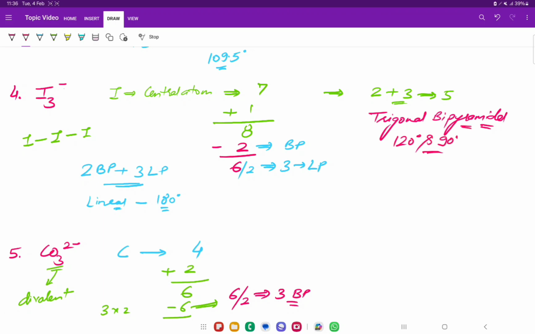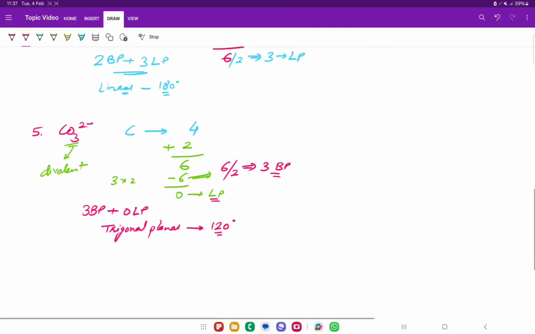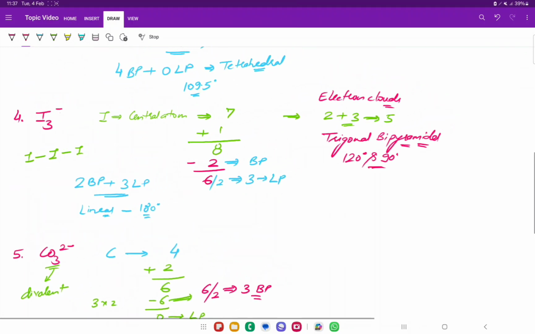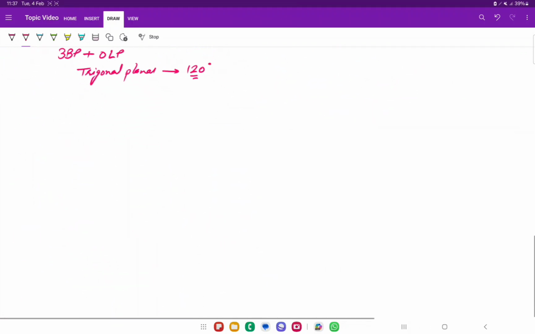But they generally ask about the shape. Electron cloud shape will always be determined by the sum total of all the electron clouds, that is lone pairs and bond pairs, and the regular geometry of the lone pairs and bond pairs. Okay. I hope I'm clear. So in this way you can find out for any molecule. If you want, I can do one more.